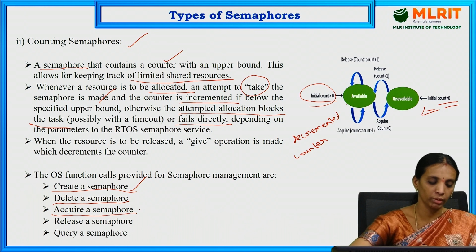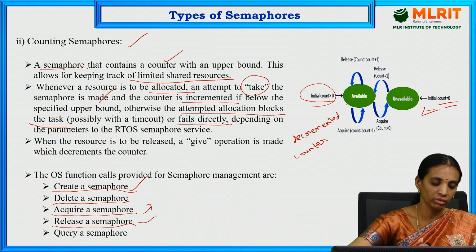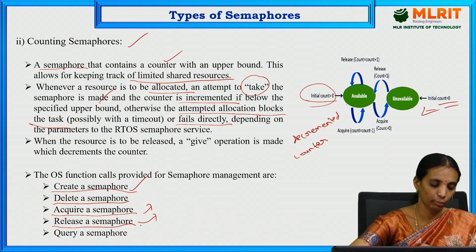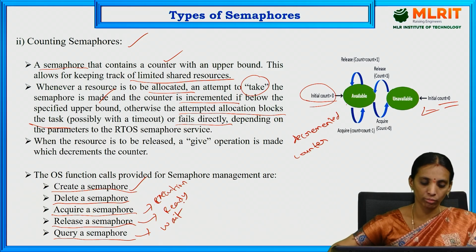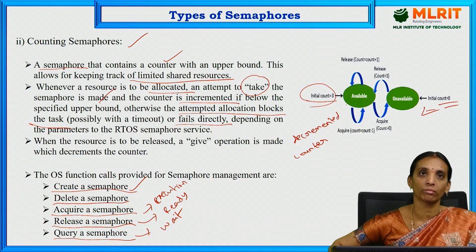Acquire a semaphore means making the resources available. Release a semaphore means releasing the resources to a process. Query a semaphore means checking its state: whether it is in the waiting state, the execution state, the ready state, or the wait state. So these are the functions used by the OS for semaphores.